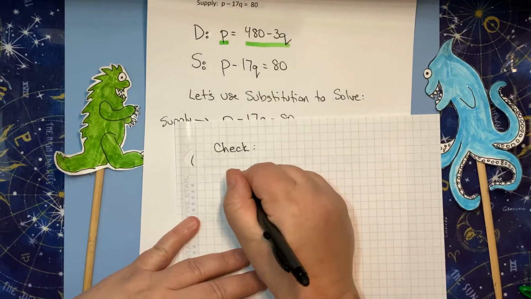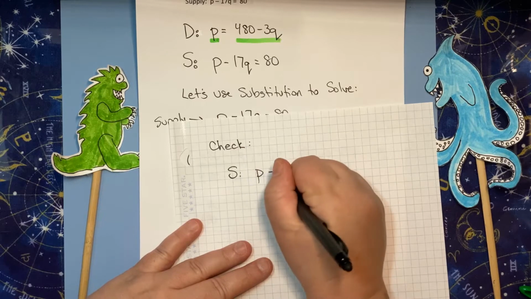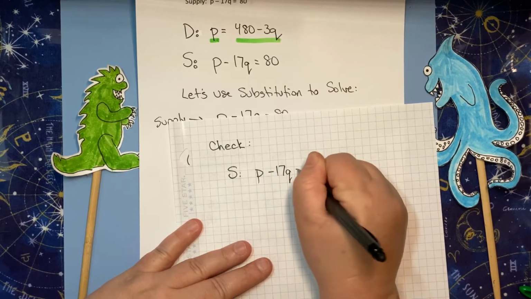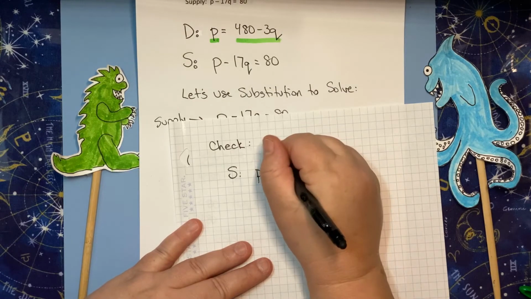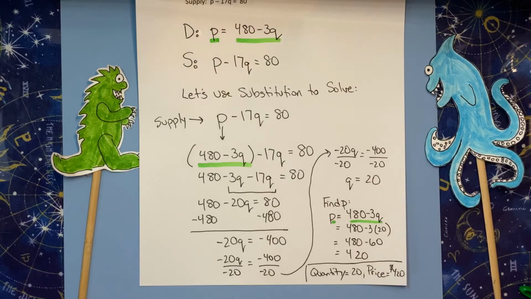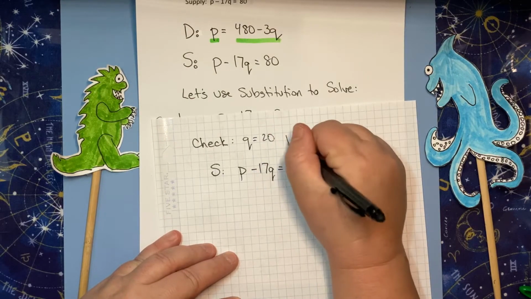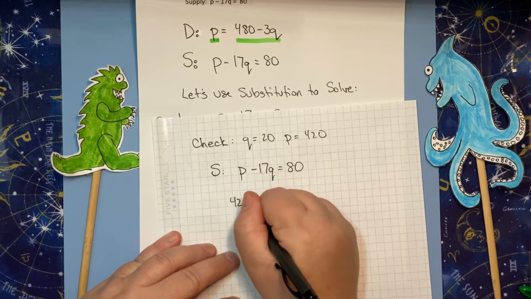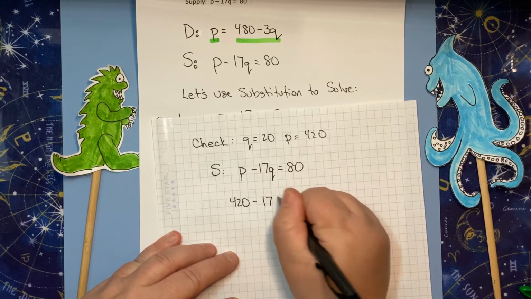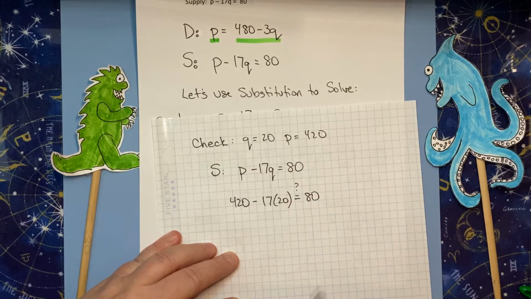So let's check the supply equation that says P minus 17Q equals 80. Okay, and my quantity was, how many are we selling? We're selling 20 for 420 each. My price is 420. So let's check. 420 minus 17 times 20. Is that equal to 80? Let's check.